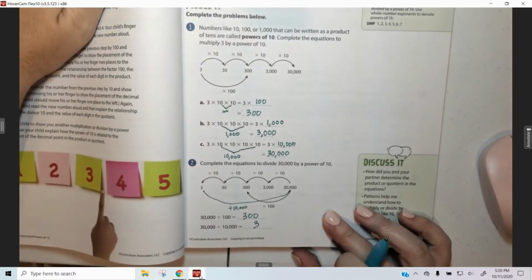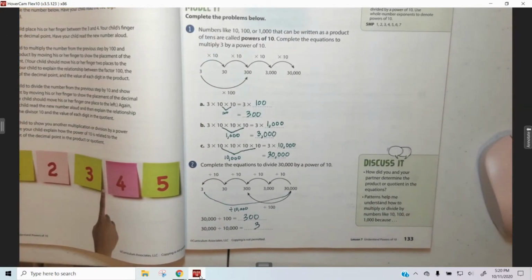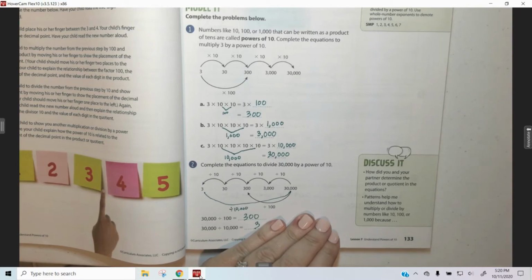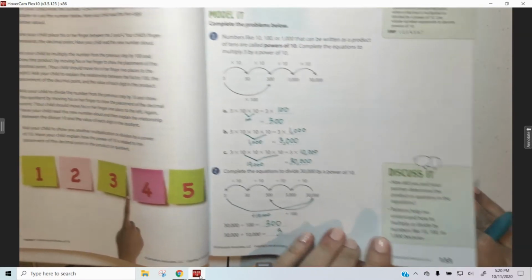I really want you to look at how the number of zeros corresponds with the answers that we get. What is it that you notice? We're going to be exploring that over the next few days. Go ahead and go to page 134.